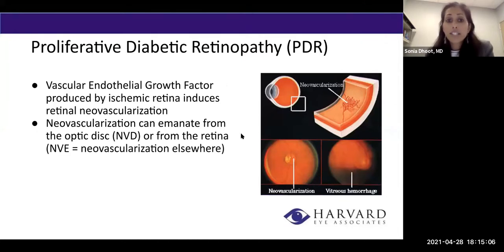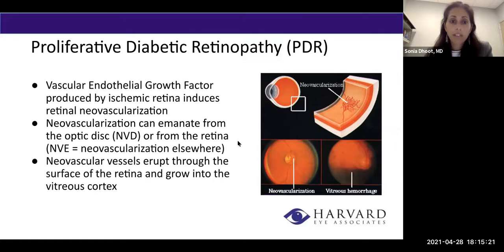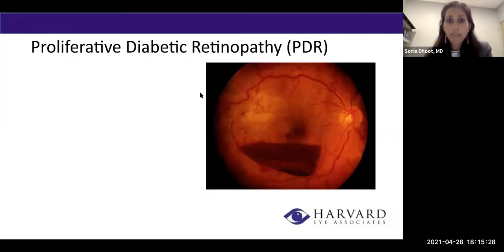This neovascularization can arise from the optic nerve, in which case we call it NVD, or neovascularization of the disc, or anywhere else on the retina, which we call NVE, or neovascularization elsewhere. The neovascular vessels erupt through the retina and start growing up into the vitreous jelly of the eye. This is a patient here who has proliferative diabetic retinopathy. This big red area here is actually bleeding into the vitreous jelly, something that we call vitreous hemorrhage.